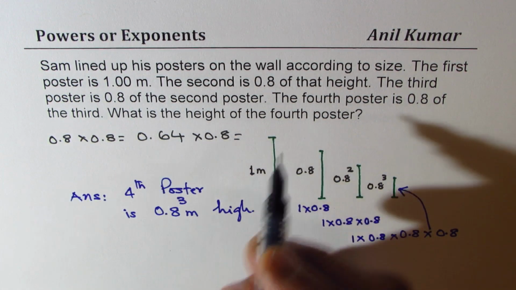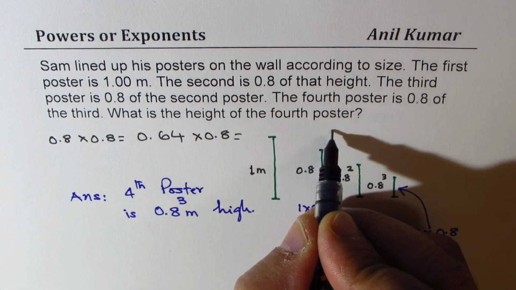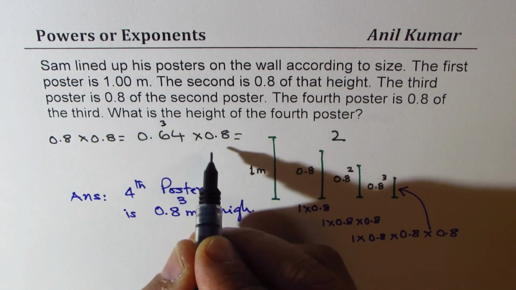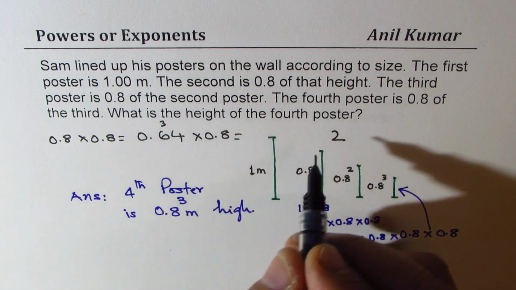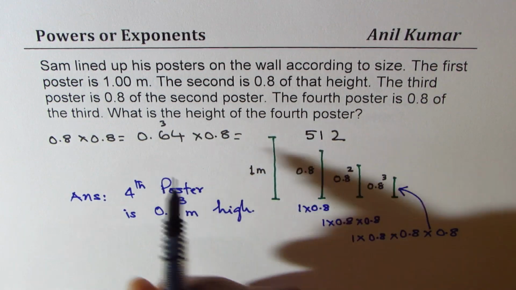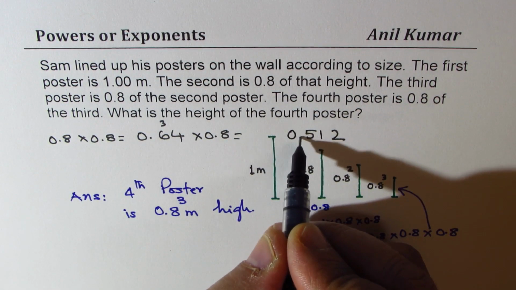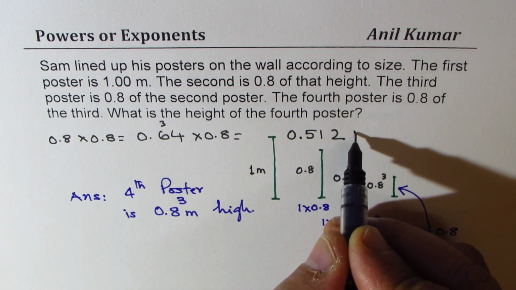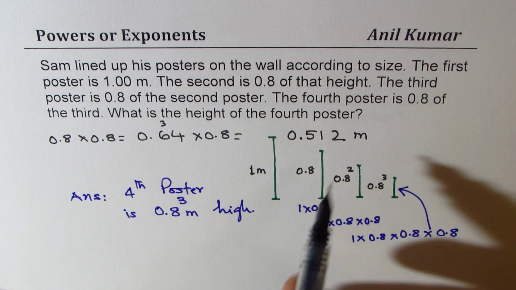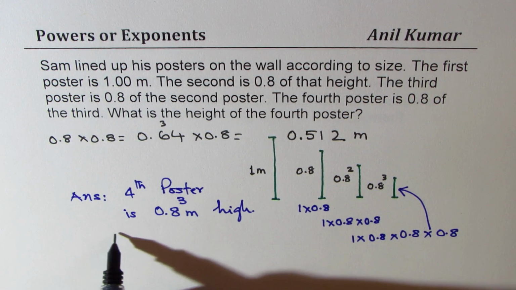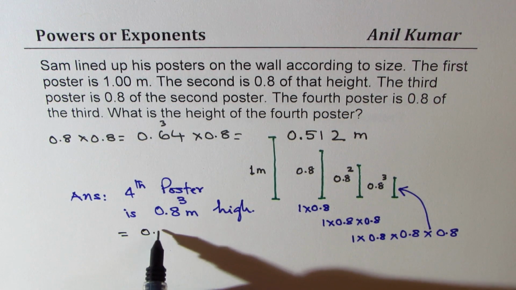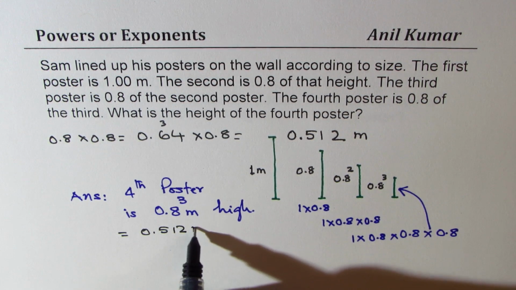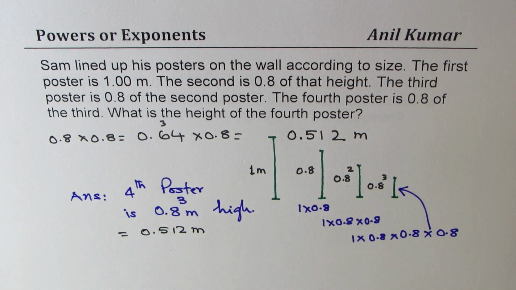So 8 times 6, 8 times 4 is 32. 2, 3. 8 times 6 is 48 and 3 is 51. I have to put 3 decimal places, so approximately 0.512 meters high. Perfect. You could use a calculator. So you can say it equals 0.512 meters. So that is how we could solve this question.